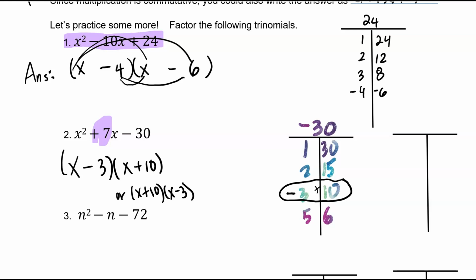Moving on to the next problem, number 3, we have a negative 72 here. So negative 72 is our C. We're going to write factors of 72 out. For example, 1 and 72, 2 and 36. And again, get your calculators out. What is 72 divided by 3?